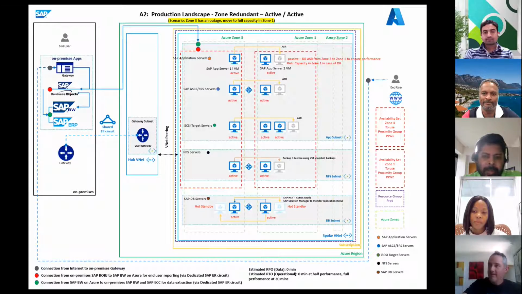Yeah. This is Sambit. I have one question on the DB server. We have two hot standby database servers. If you can explain that a bit.